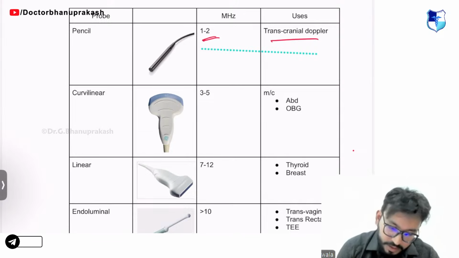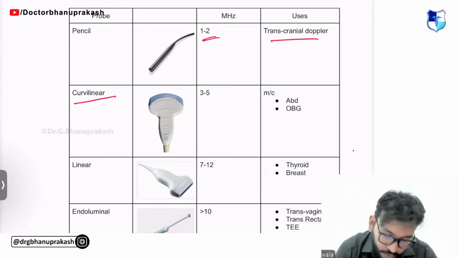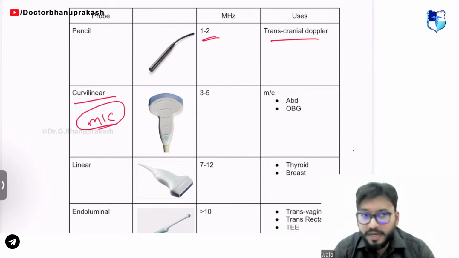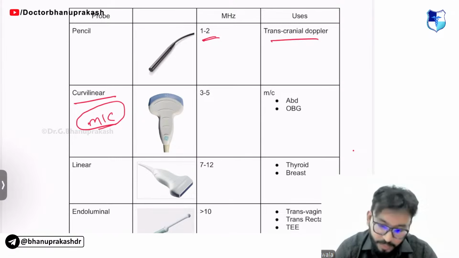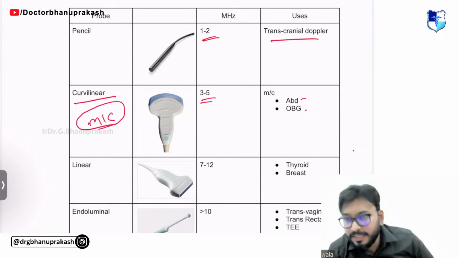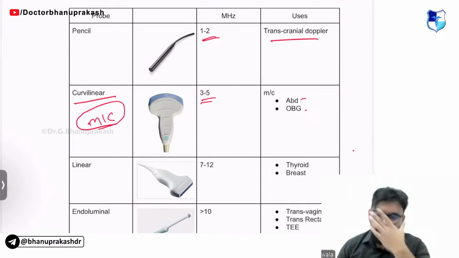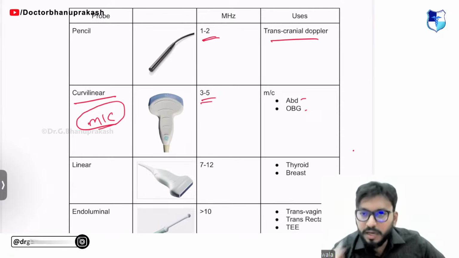So the next one is a curvilinear probe, guys. This is one of the most commonly used. So if someone asks you what is the most commonly used probe, it is a curvilinear probe. 3 to 5 megahertz is the frequency used for abdominal and obs and gynae scans. The USG A+P that we recommend usually, abdomen and pelvis, all of these use the curvilinear probe, guys.